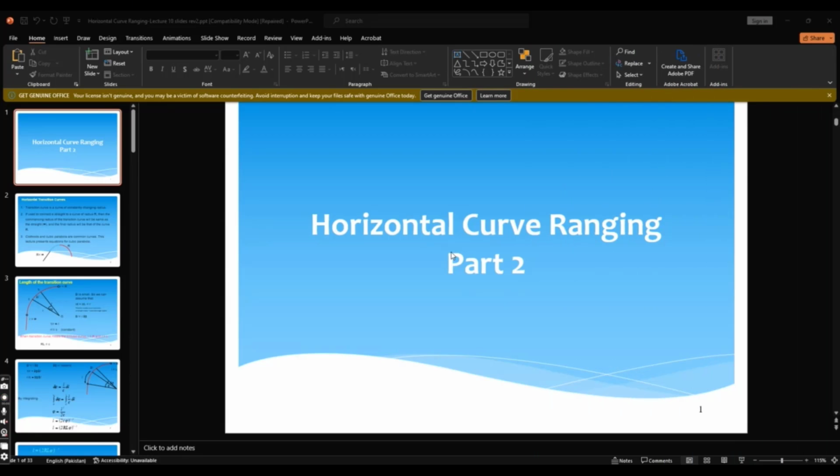Hi student, in this lecture I will teach you about horizontal curve ranging, how you can solve that, how you can mark horizontal curves on roads in the field.